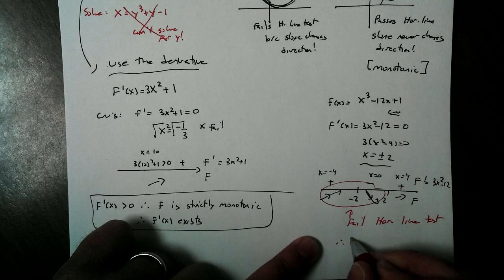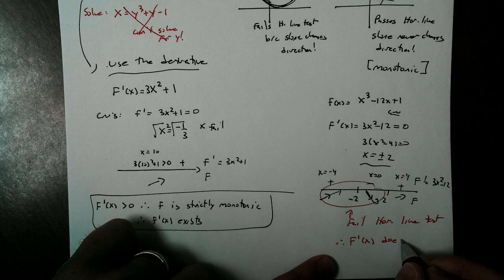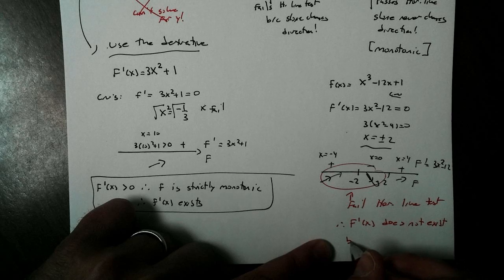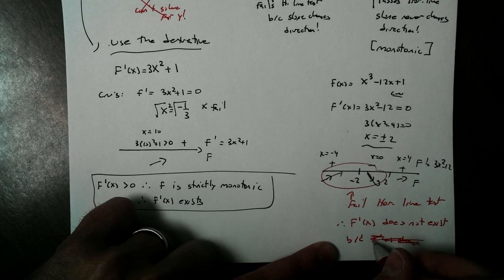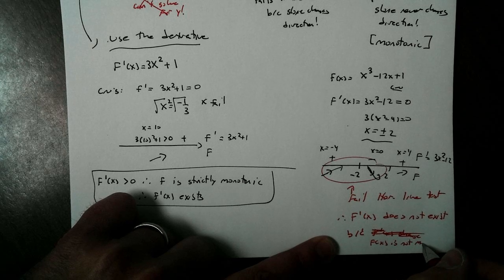So therefore, we can say the inverse does not exist. And let's talk about why. And that is because f prime of x changes sign. Or we can just say, the better way to say it, because f of x is not monotonic. There we go. That's a better way to put it.